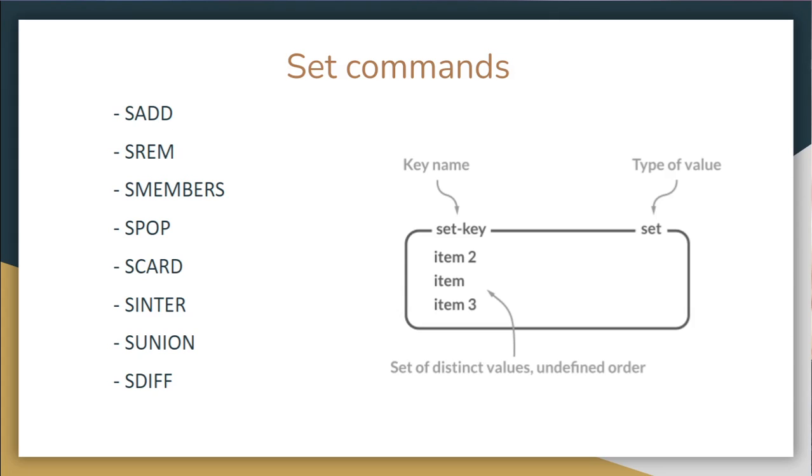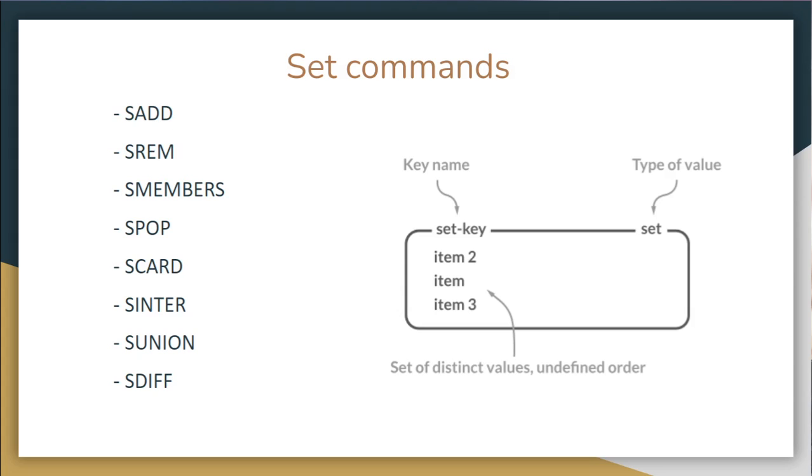Okay, let's come to the sets. First, SADD, which is nothing but adding members to the set. SREM means removing members from the set. SMEMBERS lists the members. SCARD tells you how many members are in the set. SPOP will pop out an element. Actually SMEMBERS is useful for iterating over the set.